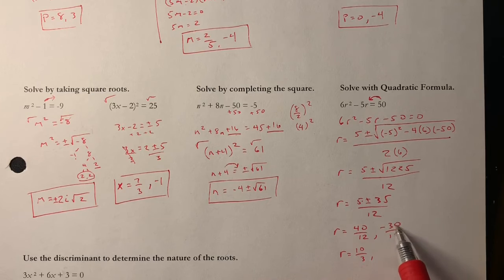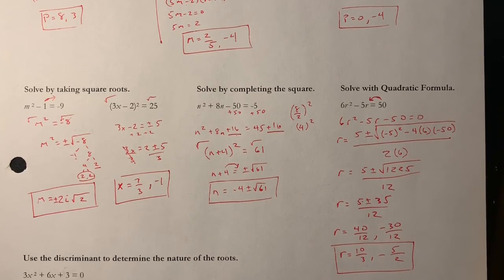And then negative 30 and 12, I think 6 is going to be the biggest that goes into both of those. So that's going to be negative. 30 divided by 6 is 5. 12 divided by 6 is 2. So 10 thirds and negative 5 halves are my two solutions.